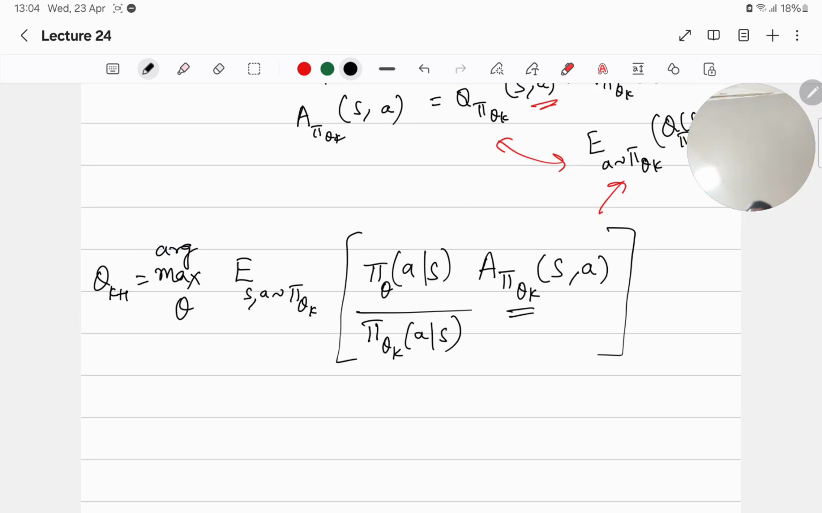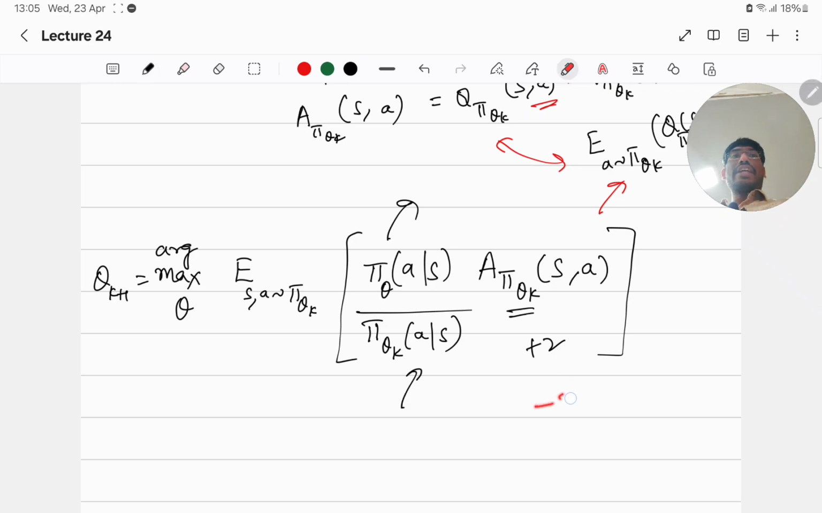Is this convincing? All that I am trying to say is, when will this objective get maximized? If the advantage is positive, let's say the advantage is +2 for some s comma a pair, then since you are maximizing, this ratio will try to go as high as possible, correct? Then only the whole term will get maximized, right?